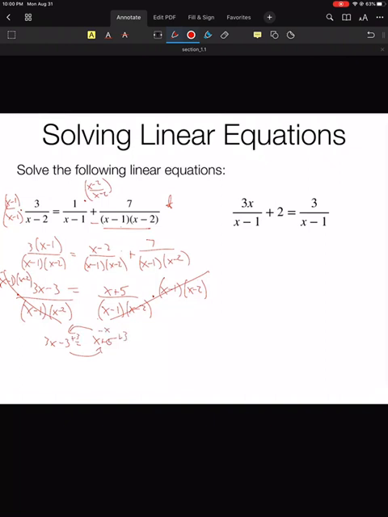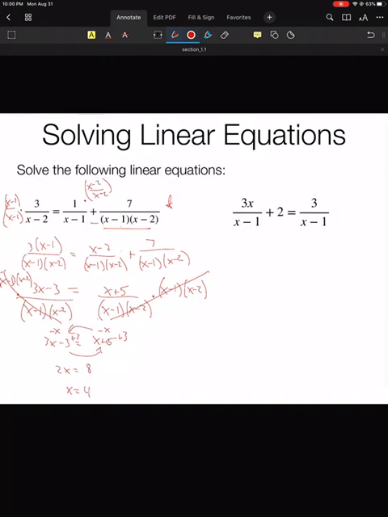So I add 3 and subtract x. What I get is 2x equals 8, 5 plus 3 is 8, and so x is equal to 4. Let's see if that works out.